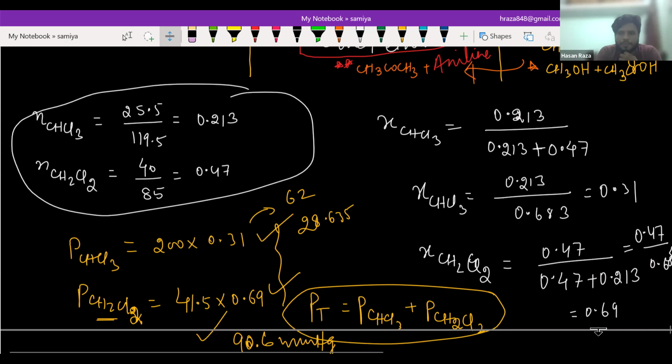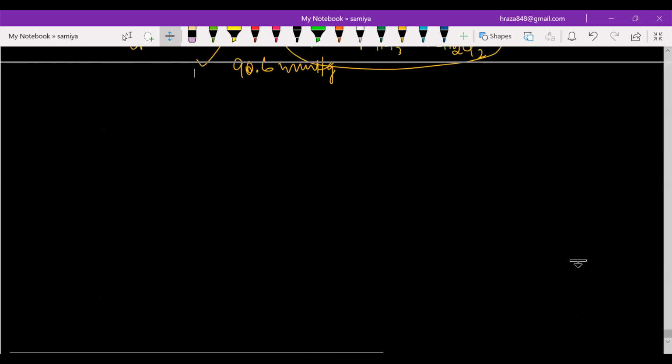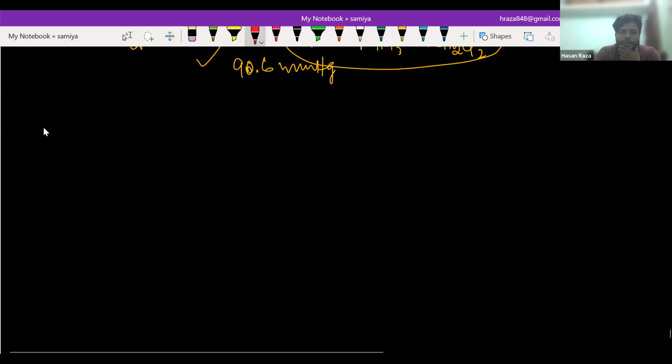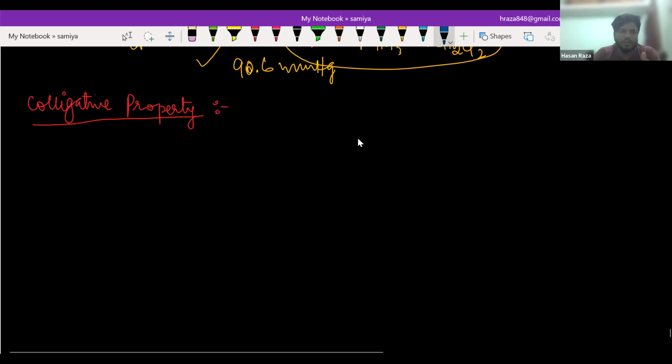Are you done with this? Yes, sir. Okay. Now going to start another topic, colligative property. Colligative property is very important for this chapter, and it's very easy. So first of all, what is colligative property? A property of any dilute solution which depends on the number of solute particles. That is called colligative property.